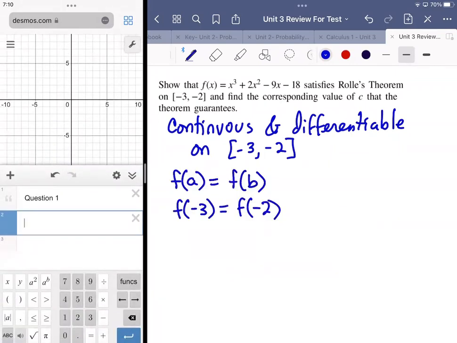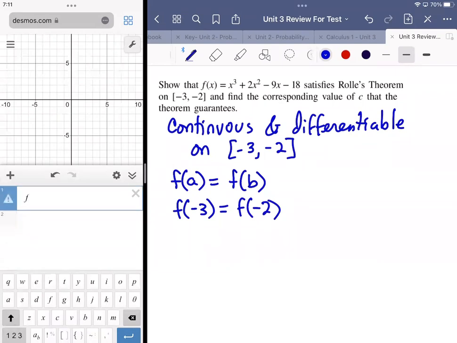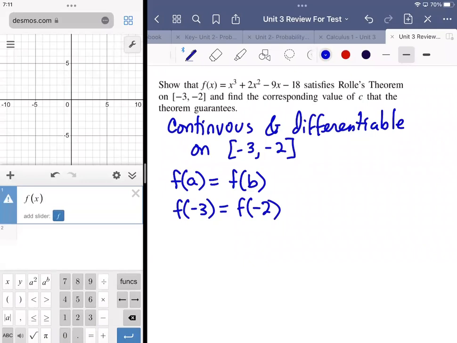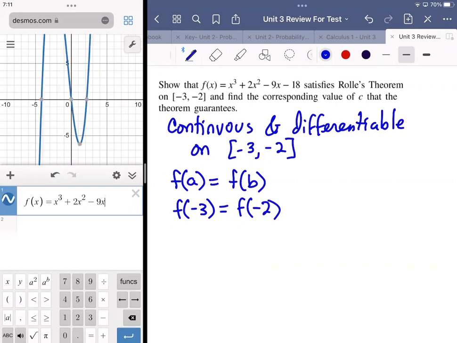The problem with doing it this way is if you call something f(x) for the first question, and then you need to use Desmos again for another f(x), you can get a little conflict with the variables. So that's why people tend to make different Desmoses for different problems, but I leave it up to you to figure that out. So f(x) is equal to x cubed plus 2x squared minus 9x minus 18.